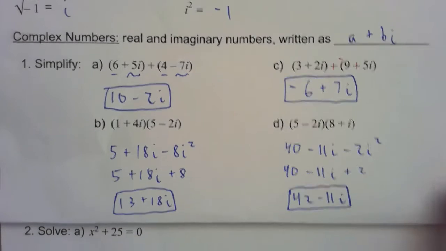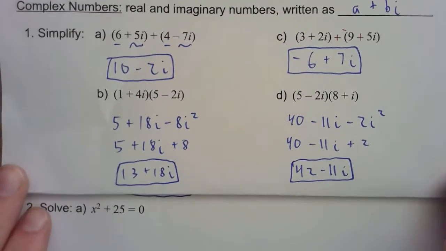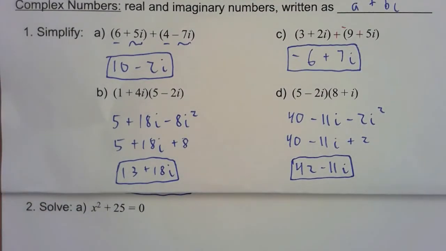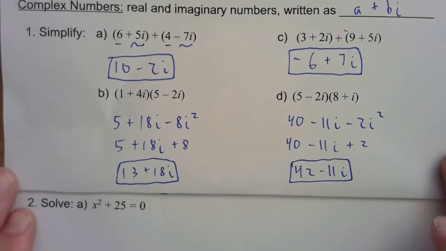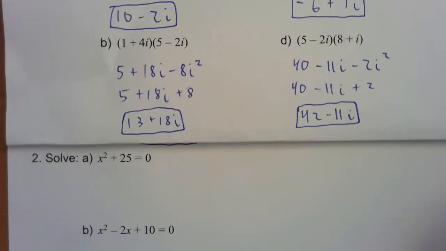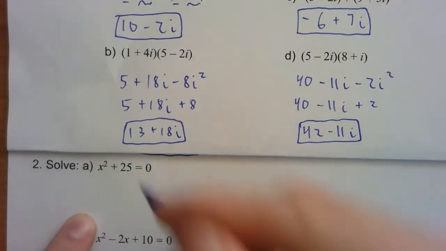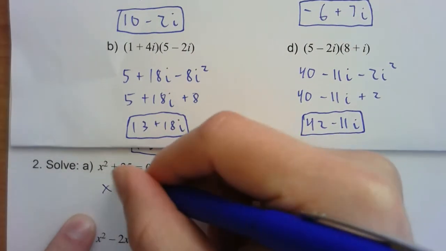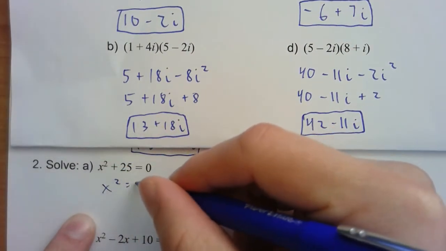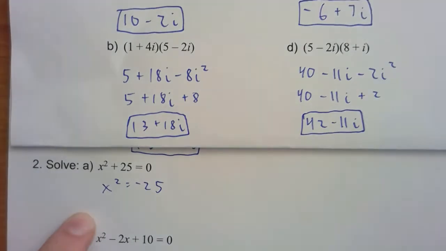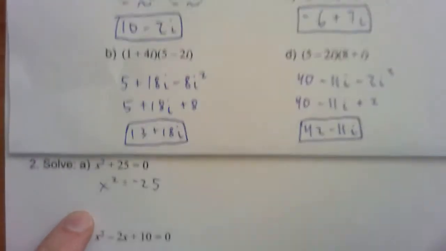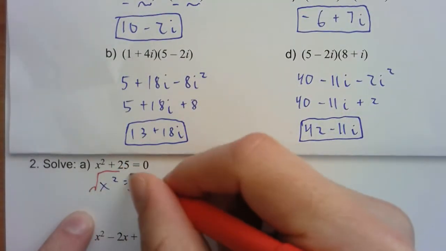All right, so now what we're going to look at is how these complex numbers can come into play with polynomials when we're trying to find the zeros or solutions for polynomials. Okay, so let's say that we want to solve x squared plus 25 is 0. So we'd subtract the 25 over. x squared equals negative 25. And so then we would square root both sides.